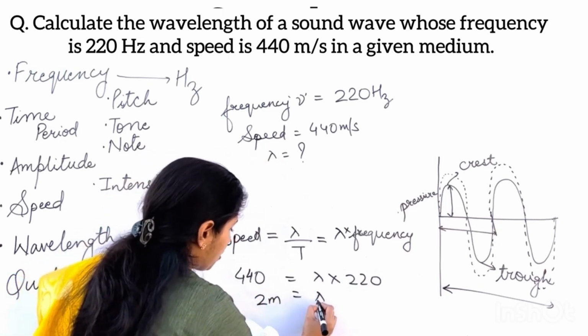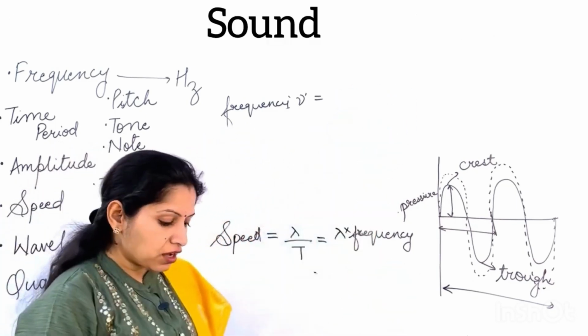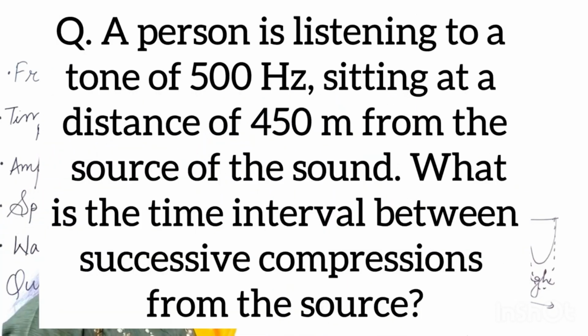The wavelength will come out to be 2 meters. Very simple question. Let's do the next question. A person is listening to a tone. Tone means single frequency. Frequency is 500 Hz. Sitting at a distance of 450 meters from the source of sound, what is the time interval between the successive compression from the source?